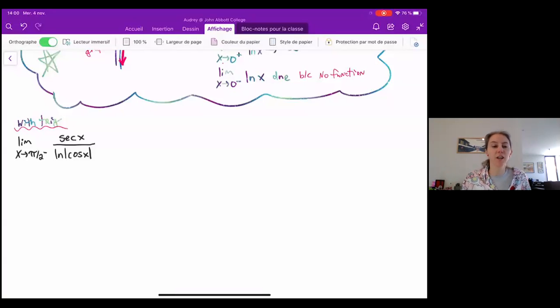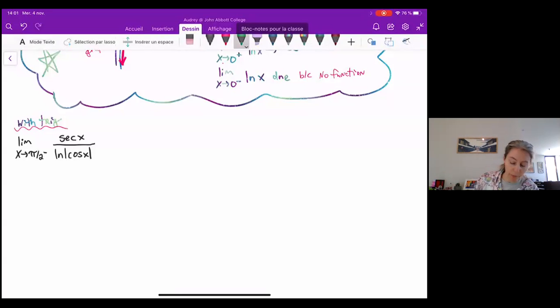Hi guys, Audrey here. So we're going to now do this L'Hopital's rule problem involving some trig that's a little bit complicated, largely because of the plugging in. So we know that the first step when we are dealing with trig with L'Hopital's rule is that we need to plug in. So here I have a limit as x approaches pi over 2 from the left of secant x over natural log of the absolute value of cosine x.